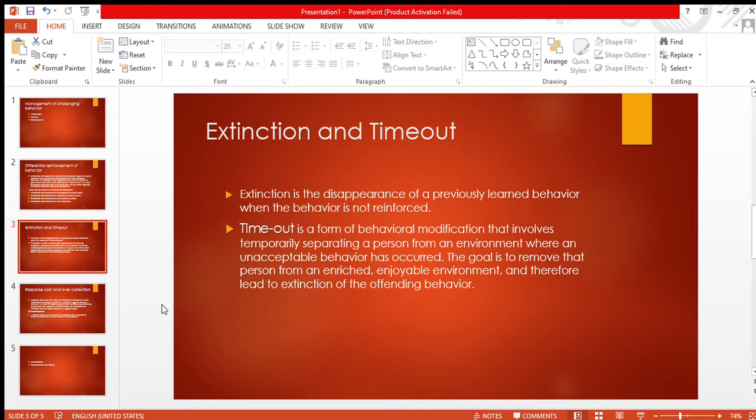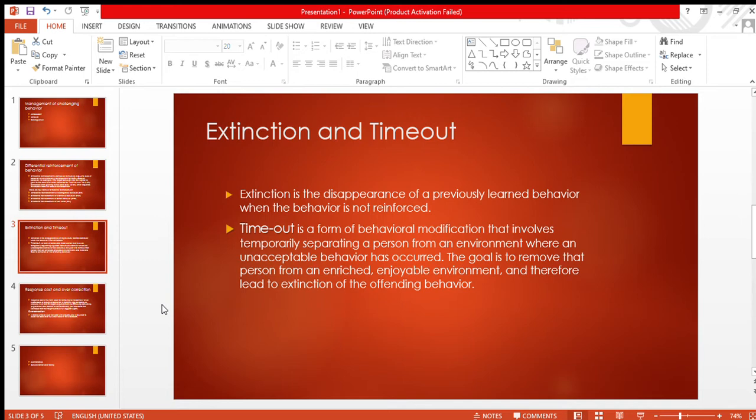So to make this behavior extinct, whenever the child expects a chocolate from us, we are not going to give them. So they will learn that this ma'am is not going to give chocolates from now on. When they learn that, they will not expect any chocolate from us. This is how we do behavior extinction.